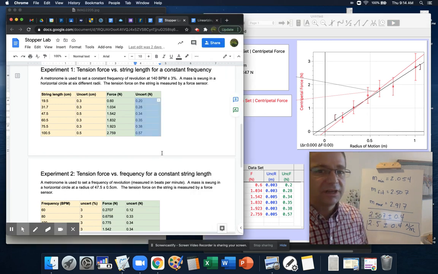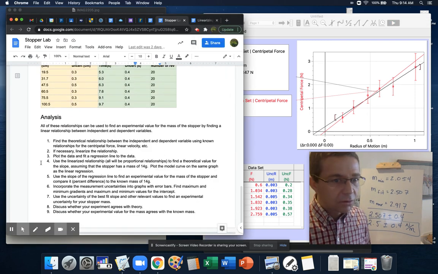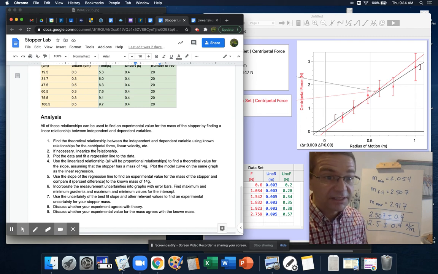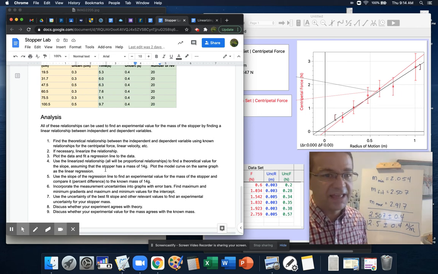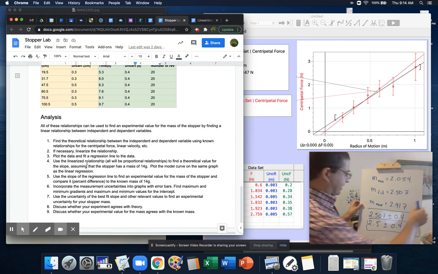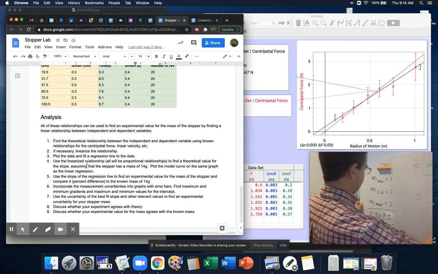Let's see how we're doing with the recommended analysis. With the recommended analysis, let's see, we have the relationship that we expect. It's linearized. We've plotted the data. We have a regression line. We haven't used this value for the slope to find a theoretical value, or sorry, a data value for the mass of the stopper. So let's do that quick. We have 2.5.